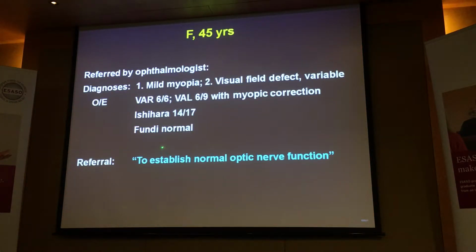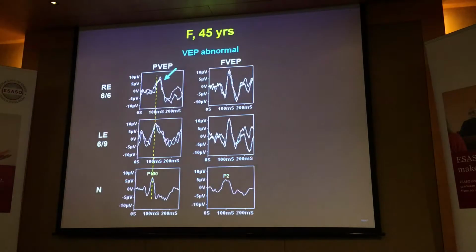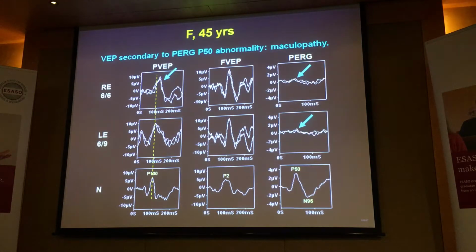A 45-year-old referred with nobody knew what. She's got variable fields, slightly abnormal Ishihara, not a good test of colour vision, but it was marginally abnormal. And the referral was to establish normal optic nerve function. And then we do the VEP, and it's delayed. So this could be interpreted as identifying the optic nerve disease that we were supposed to exclude. But as we mentioned previously, VEPs come from the back of the head, they are not specific. So you do your pattern ERG, and your pattern ERG is profoundly subnormal, so this is a bilateral maculopathy.